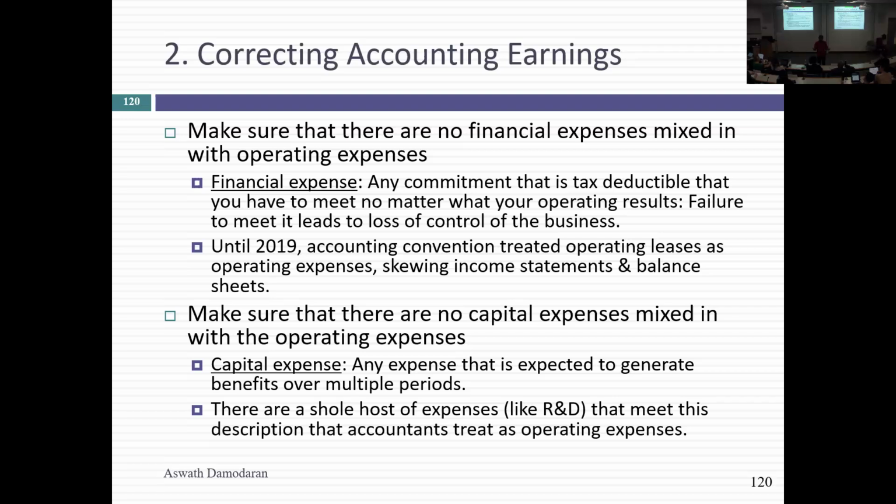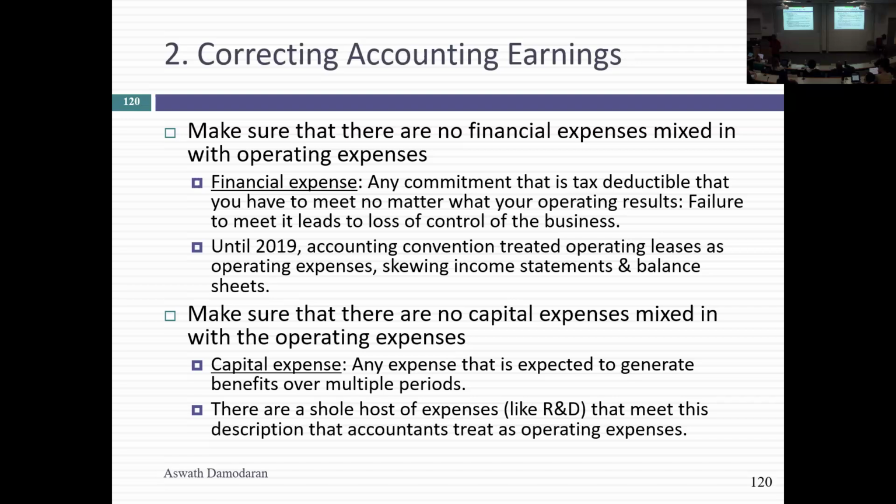You've agreed to pay $1 million every year for the next 10 years. There's no difference to me between that and entering into a term loan from a bank where I pay off $1 million every year for the next 10 years. I've never understood the accounting logic for treating it as an operating expense, but until 2019, this was by far the biggest single source of off-balance sheet debt.